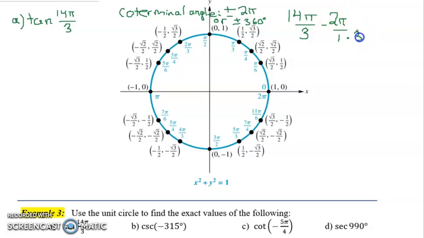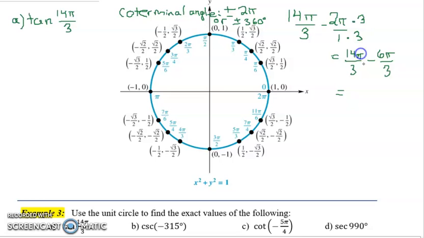So to get a common denominator, I'm going to multiply the numerator and denominator times 3. 14 pi over 3 minus 2 pi is the same as 14 pi over 3 minus 6 pi over 3, because this is equivalent to 2 pi. Since they're both over 3, then we can combine 14 pi minus 6 pi. And now it's just like you're combining like terms. Just subtract 14 minus 6, so that's 8 pi over 3.